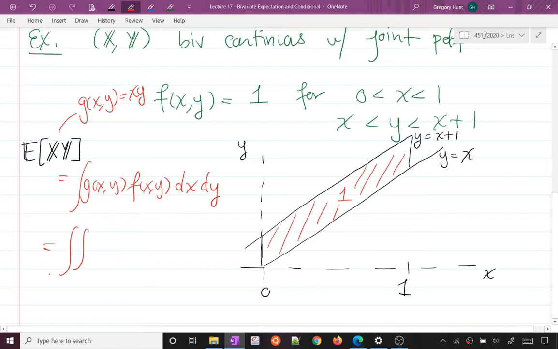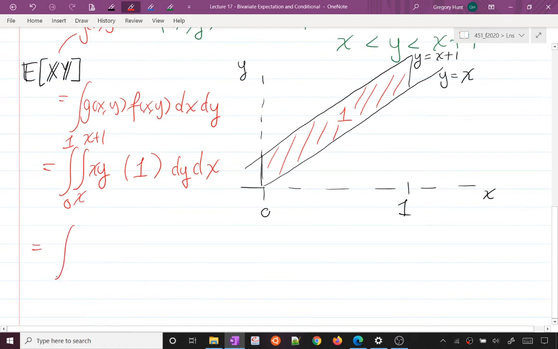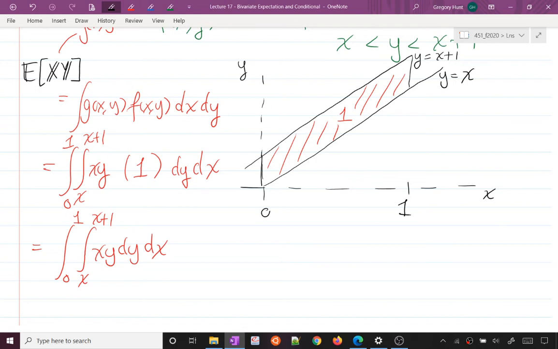And my outer integral is, let's make dx, because that has easy outer limits. That just goes 0 to 1. My inner integral we can make with respect to y, and y goes from x to x plus 1. And g(x,y) is just the product xy, and f(x,y) is just going to be 1, right? So my integral at the end of the day is the integral from 0 to 1, x to x plus 1 of xy dy dx. And that's a problem that we can solve, right?